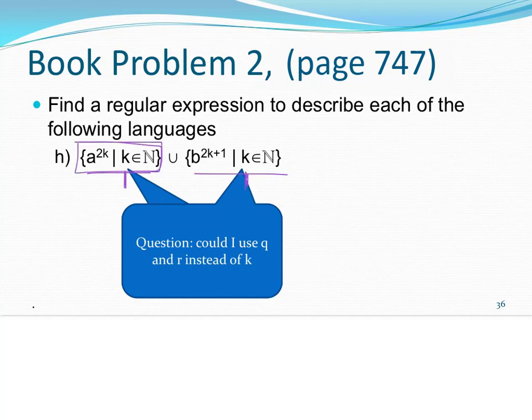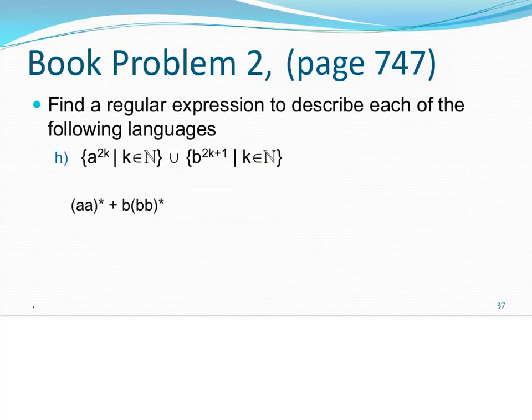So it's kind of like local variables in Java, right? This k is only in scope over this set. And this k here is only in scope in this set. So if we changed, say, this k to an r and that one to an r, then it would mean exactly the same. There's nothing here that says that there's some relationship between the number of A's and the number of B's. This is all of those strings that have an even number of A's, and this is all of those strings that have an odd number of B's.